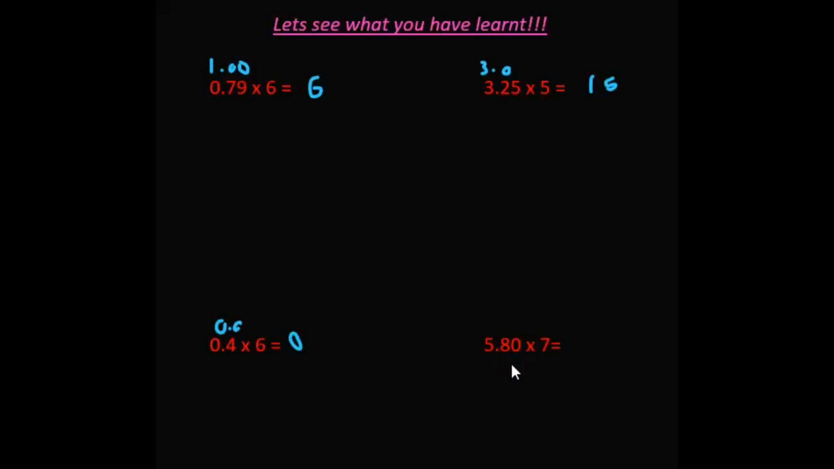5 and 80 hundredths times 7. Remember this: this 0 is garbage. It doesn't do anything. It doesn't help us in any way, because it has no value in this position. So you can just take that and chuck it into the trash can. Basket.